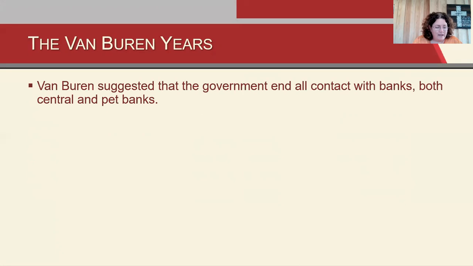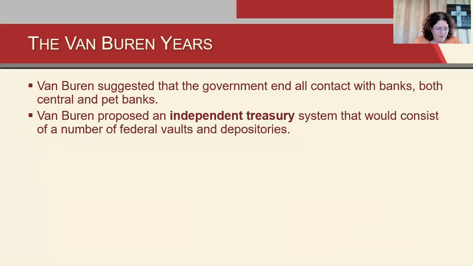He suggested that the government end all contact with banks, both central and pet banks. The less government interference with private pursuits, the better for the general prosperity, he said. In Massachusetts and Pennsylvania, the state legislature took over building of roads and canals, but 9 other states failed to repay money owed on their bonds.